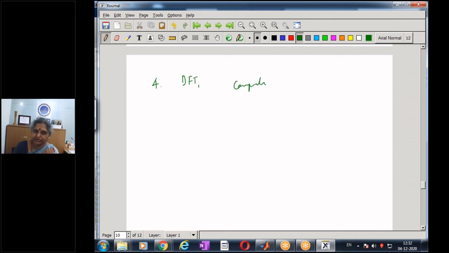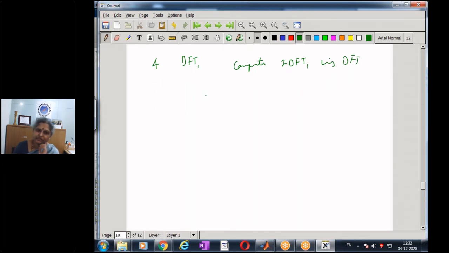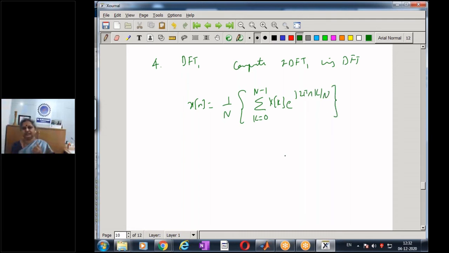Next, moving on, we take the fourth property of DFT, wherein we can compute an inverse DFT using an algorithm which performs DFT. We have x of n, the inverse DFT, given by 1 by N sigma k equal to 0 to N minus 1 of X of k e to the power of j 2 pi nk by N. This is by definition the expression for the inverse DFT.